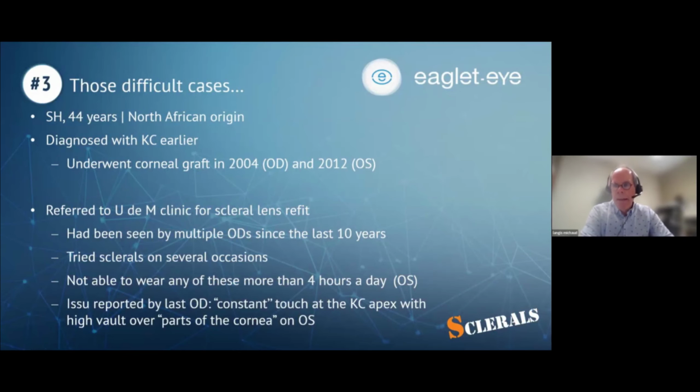Let's move to the second case I want to share with you today. CH is a 44-year-old female, of North African origin, who immigrated to Canada very recently. She was diagnosed with keratoconus earlier. And as is the case in those countries where scleral lenses are not so available, especially in North Africa, the corneal graft is the go-to procedure for keratoconus patients as soon as they are diagnosed, regardless of the evolution, presence of scar, quality of vision, etc. So it's a way for them to treat that condition.